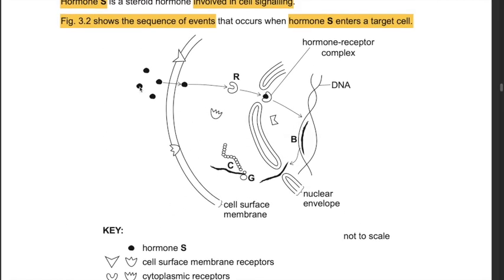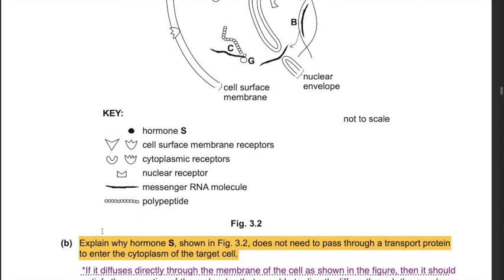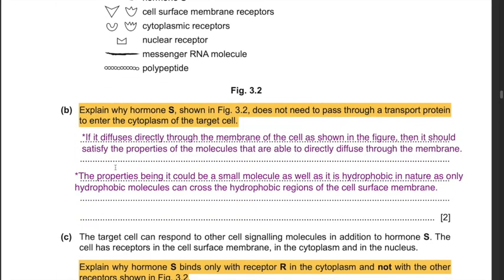Hormone S can be seen to directly pass through the cell surface membrane. So what does that mean? Well, if it diffuses directly through the membrane of the cell as shown in the figure, then it should satisfy the properties of the molecules that are able to directly diffuse through the membrane. The properties being, it could be a small molecule as well as it could be hydrophobic in nature, because only small hydrophobic molecules can cross the hydrophobic regions of the cell surface membrane.